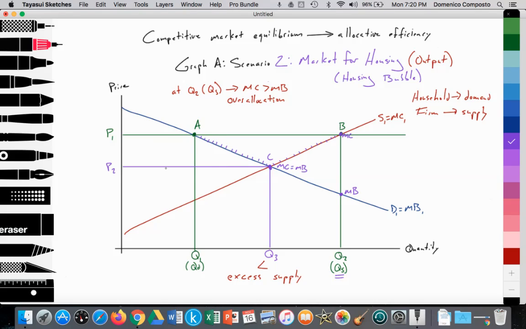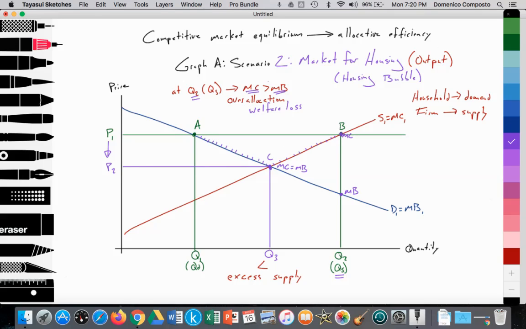We notice that at a price of P1 the quantity supplied at Q2 is greater than the quantity demanded at Q1, meaning that there's excess supply. We'll also notice that at Q2, the marginal cost is greater than the marginal benefit, generating a welfare loss. Too many resources are being allocated to producing an excess quantity of housing versus what is really desired by society. The excess supply puts downward pressure on price, so price begins to fall for housing from P1 to P2.